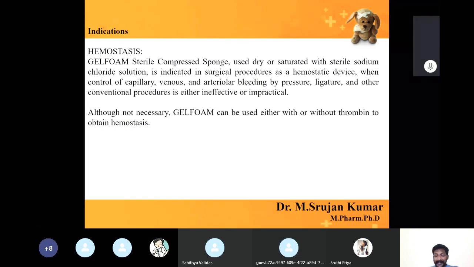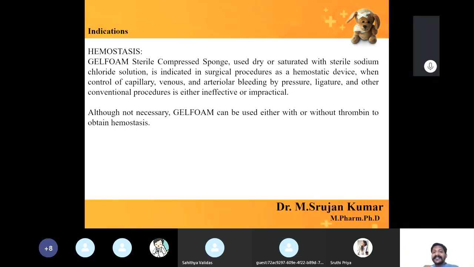So this gel foam sterile compressed sponge can be used in two ways. One, it can be used as such in dry condition immediately after taking from the packet, or it can be used in a saturated condition, by dipping in sterile sodium chloride solution. One, it can be used dry, the other it can be used wet. When you say wet, it is not like you dip it into water. You need to saturate your absorbable gelatin sponge with sterile sodium chloride solution.